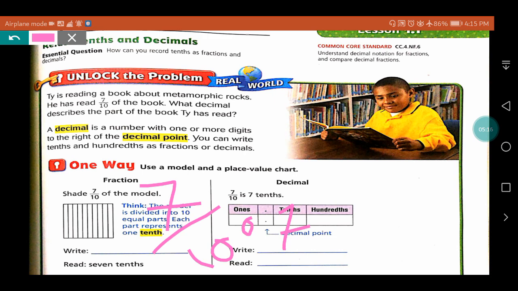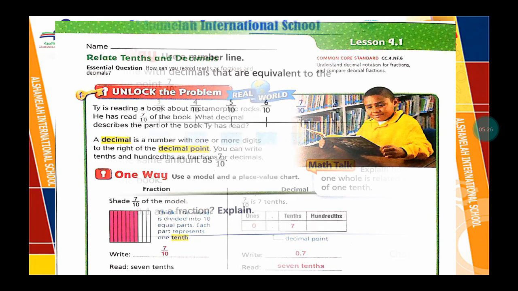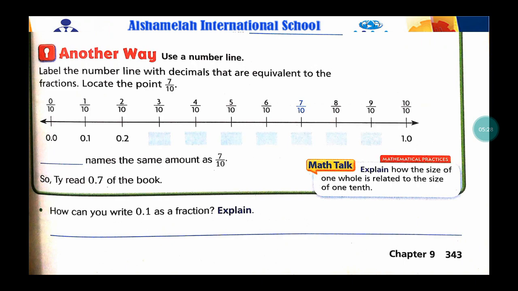Okay, we can write your answers here. Well done. Okay, complete. Another way, the first way, we use a model or fraction to make a connection between tenths and decimals. Okay, you can use fraction, you can use decimal.